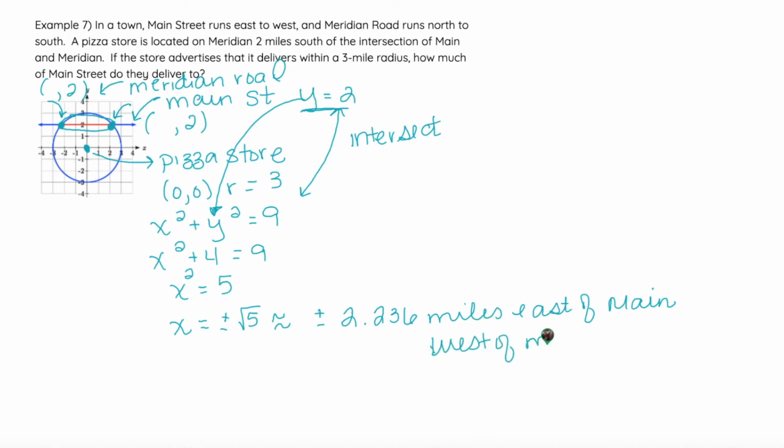Because we don't list distances in negative values, east of Main is 2.236 miles, and west of Main is also 2.236 miles. Therefore, we can find the total distance by adding 2.236, the one that's east of Main, plus 2.236 west of Main. So the distance approximately is 4.472 miles long.